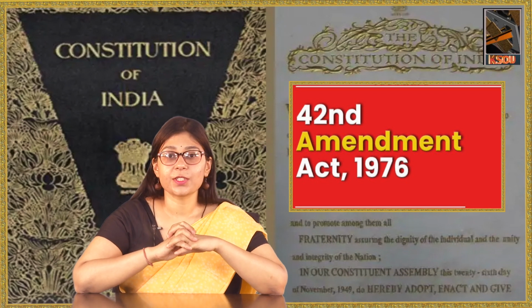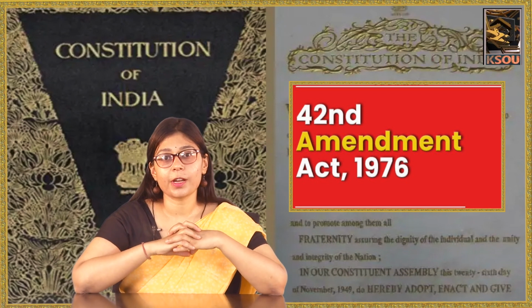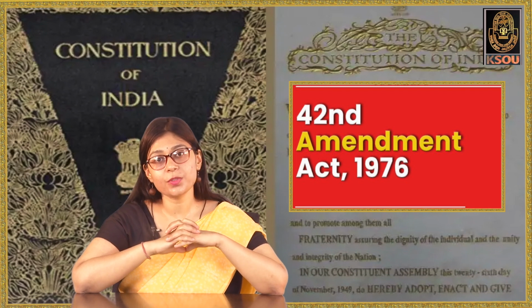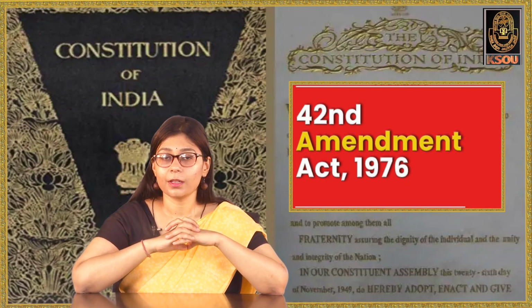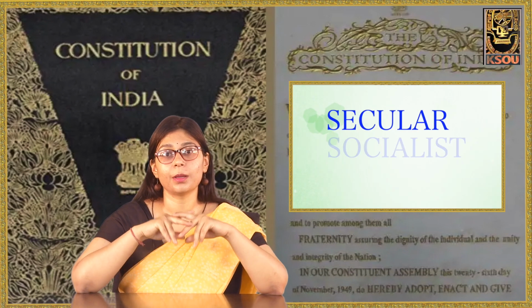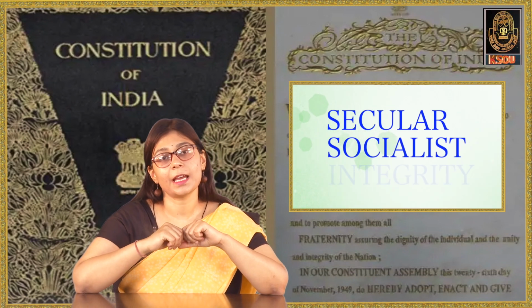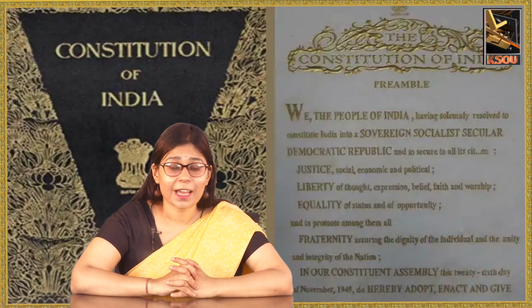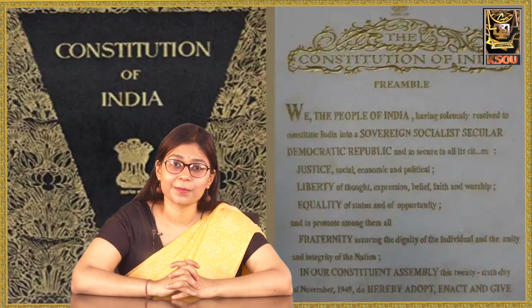As we previously saw, the 42nd Constitutional Amendment Act of 1976 added 3 new terms to the preamble. These terms are number 1, secular, number 2, socialist, and number 3, integrity. The preamble since then has never been amended again.